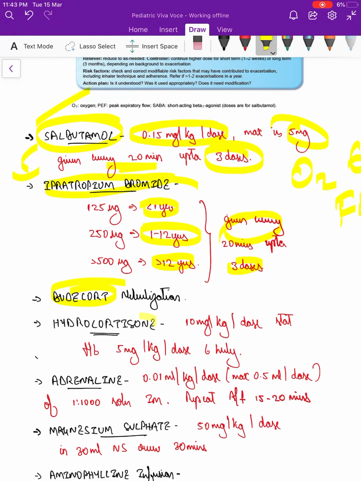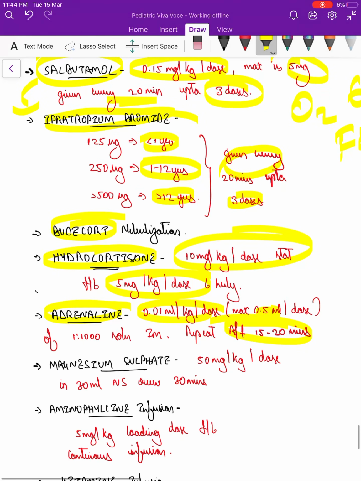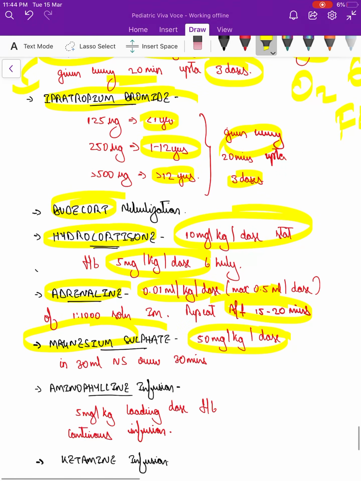We can also give hydrocortisone injection in case of status asthmaticus, initially at 10 mg per kg per dose stat, followed by a maintenance dose of 5 mg per kg per dose given 6th hourly. We can also give adrenaline at 0.01 mg per kg per dose, maximum 0.5 ml, repeated up to 3 doses after 15 to 20 minutes. If still not relieved, we can try magnesium sulfate. Though the role is questionable, it is still being practiced, at around 50 mg per kg per dose in 30 ml NS over 30 minutes.